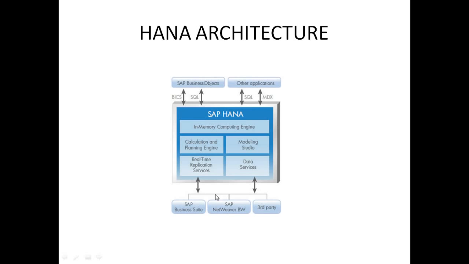So as you see in the SAP HANA, you have the in-memory computing engine, and the modeling studio, which we will be looking at briefly shortly. Then we have real-time replication services, which I have mentioned. We're going to look a little bit into the different methods of how we can get data from different databases into SAP. And then we have the calculation and planning engine to perform the calculations, and data services is another way of transferring data from other databases to SAP HANA.